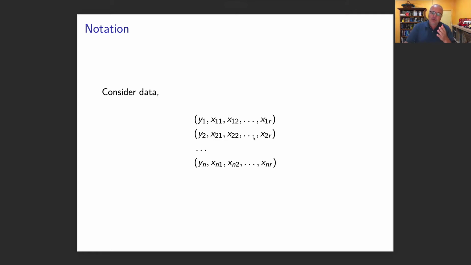On the x, the second number tells us which variable. So x11 is the value we observed for the first predictor on the first subject, all the way to x1r, the value we observe for the rth predictor for the first subject. Okay, so that's our data.